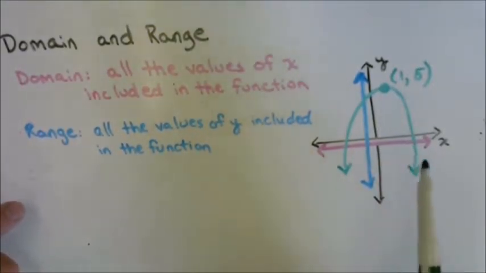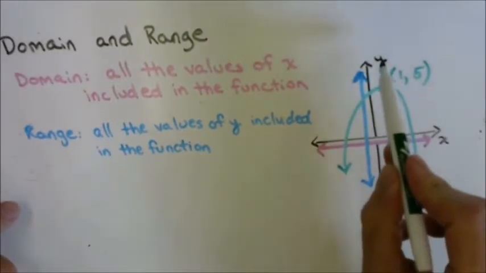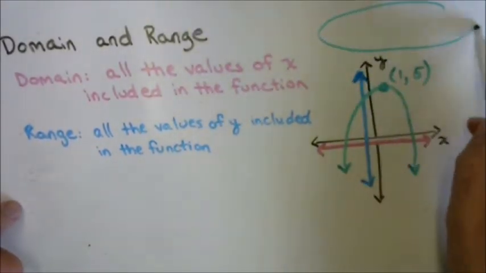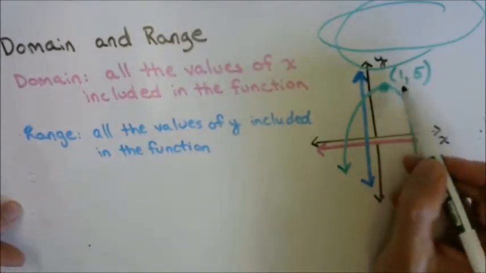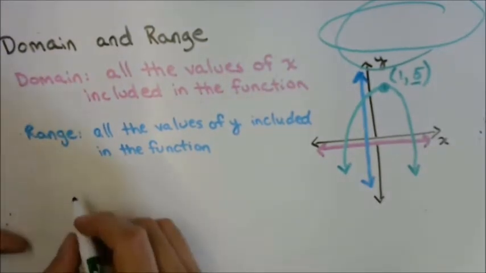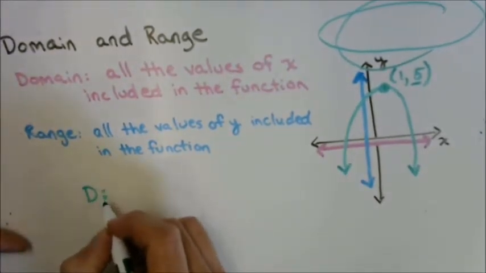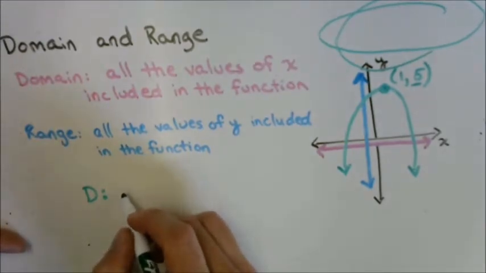Is the range also infinite? Or is there a restriction? Good. If I look going down, there's no restriction. It can go to negative infinity. But if I look going up, there are no values for y up here. As a matter of fact, there's no values for y above y equals 5.